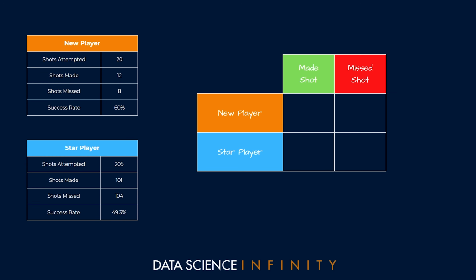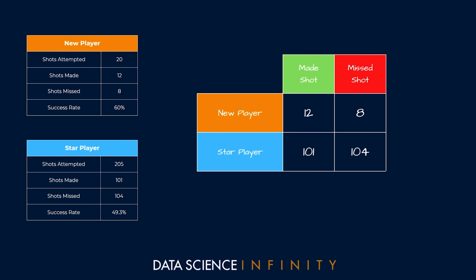Within the matrix, we need to fill in the appropriate numbers from the tables on the left of screen. So for example, the new player made 12 shots and he missed 8. And the star player, well, he made 101 shots and missed 104. And as I mentioned a moment ago, this is all we really need in order to carry on with the calculations for this chi-square test.